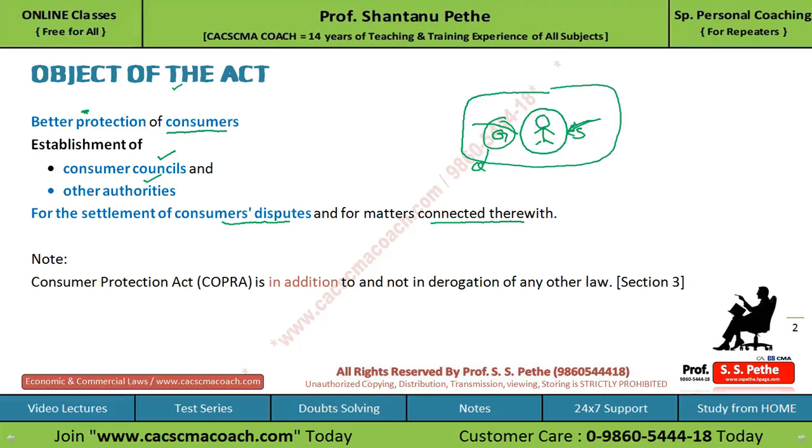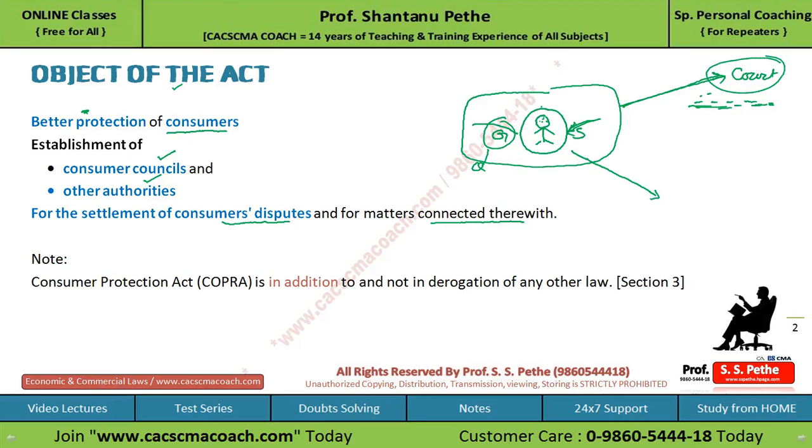So in such cases, this consumer has only one option to go to the court to get the justice. Lekin jo court ki procedure rehti hai wo bahut hi lengthy rehti hai, saalo saal matter chalta rehta hai. Isiliye ek separate system banaya gaya hai jahan pe jo consumer hai wo apne dispute ko raise kar sakte hai, aur isi purpose ke liye ye act banaya hai.